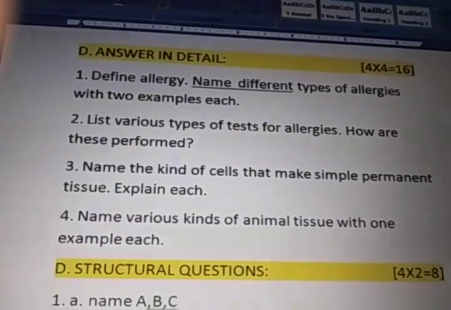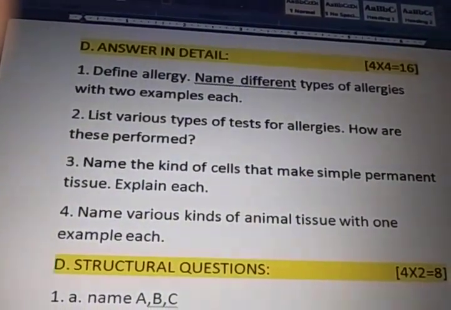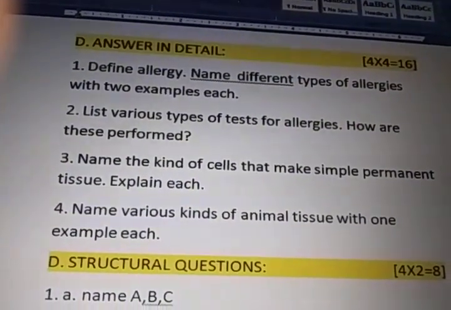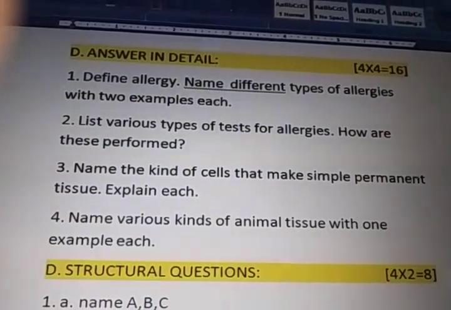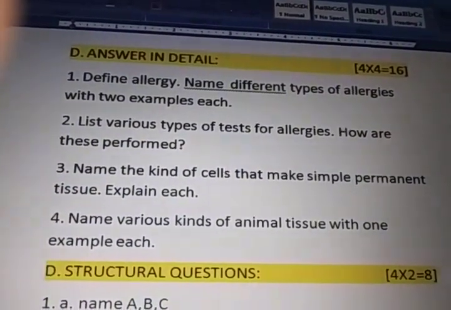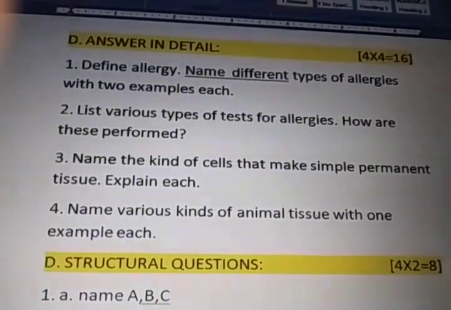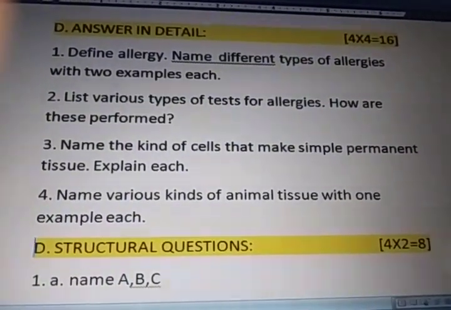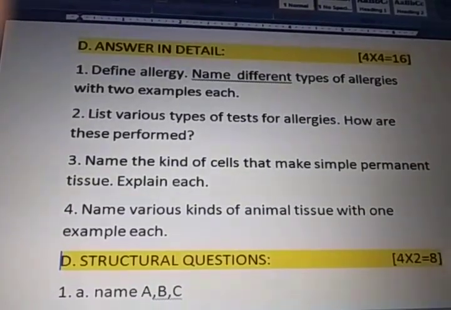Second, list various tests for allergy. You have to name the test and how these are performed. So details of that. Third, name the kinds of cells that make simple permanent tissue. Explain each. Fourth, name various kinds of animal tissue with 1 example each. So this is your part D.